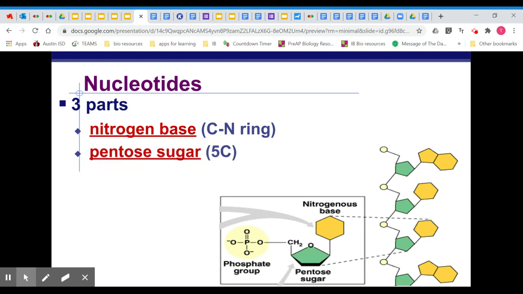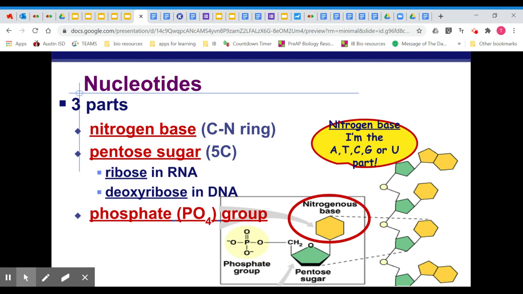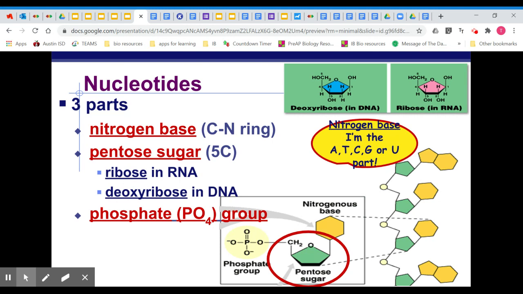A pentose sugar, so a 5-carbon sugar, so that could be ribose or deoxyribose, depending on what kind of nucleotide you're dealing with. And then a phosphate group. So those are the three basic parts of your nucleotide. And then they come together in a long chain. So again, your nitrogen base, that can be an A, T, G, C, or U. Those are the ones that differ. That kind of is where the information part is stored. You have your pentose sugar, again, ribose or deoxyribose, and then your phosphate group.